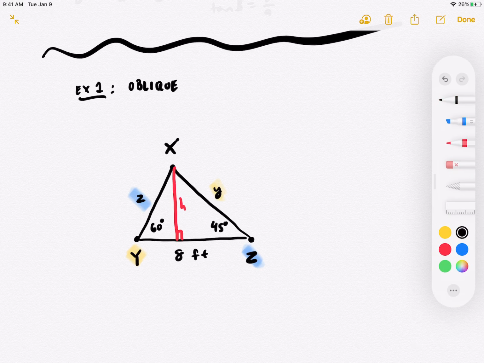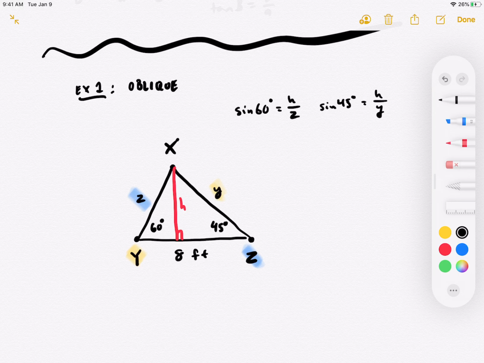And what I can say right away now, looking at my two right triangles that I've formed, is I could look at the sine of angle Y, which is the sine of 60 degrees. And I can say that that is equal to h over z, because the sine ratio works in a right triangle, and I have a right triangle there. Meanwhile, looking at the triangle on the right-hand side, I could say that the sine of 45, which is the sine of angle Z, is equal to h over y.